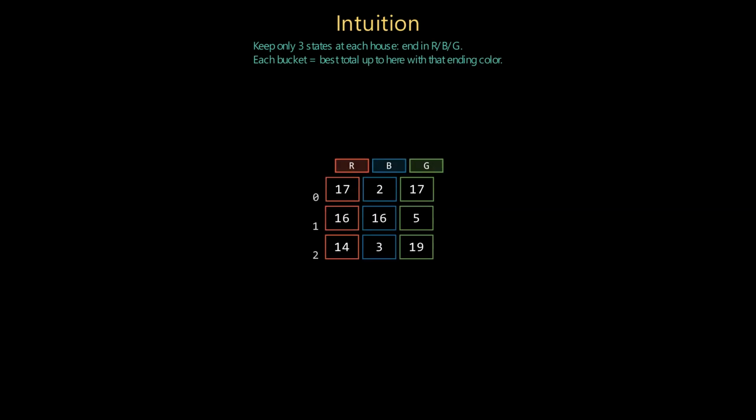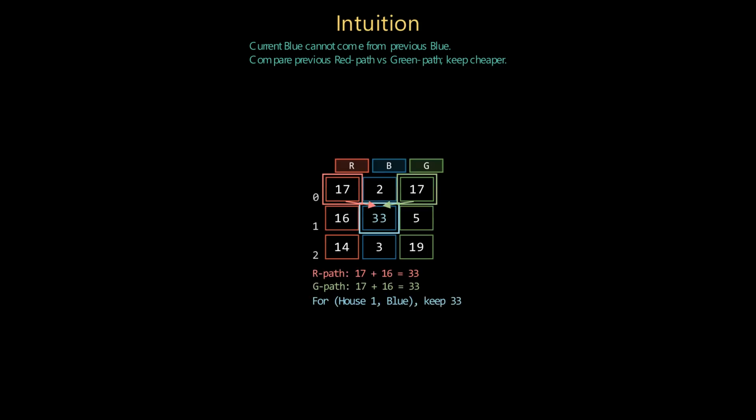At each house, keep 3 buckets: best total ending in red, ending in blue, and ending in green. That compact state is enough, we do not need the full color history. To fill one current bucket, we only consider the 2 compatible previous buckets. For example, current blue cannot come from previous blue, so compare previous red path versus previous green path and keep the cheaper sum.